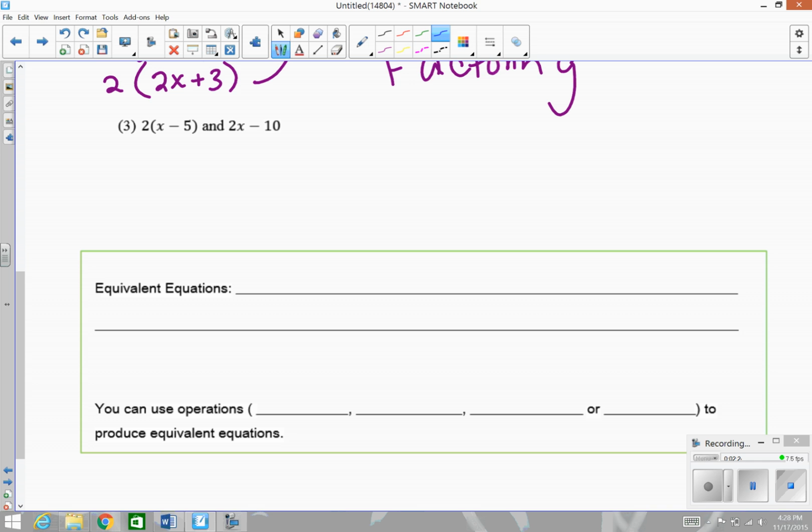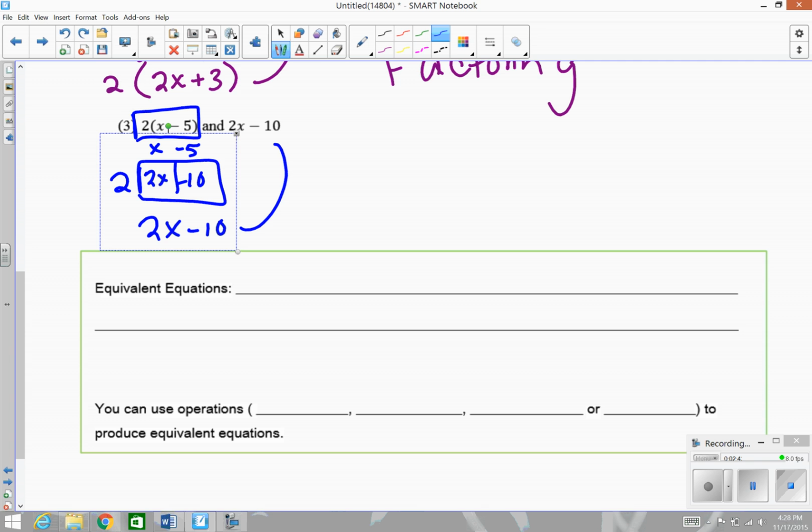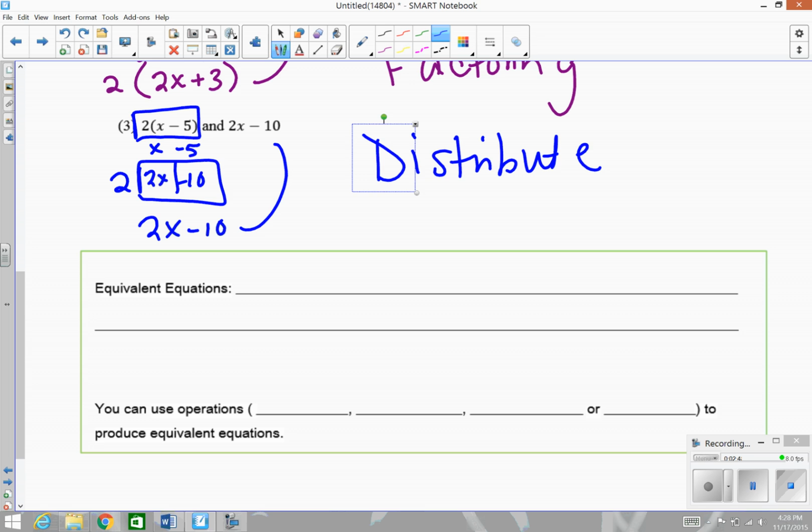Similarly here, I'm noticing that this can be distributed. So I set up my box, 2 on the side, x minus 5 up top. 2 times x is 2x, and 2 times negative 5 is negative 10. So I'm getting 2x minus 10, which is equivalent. So for this one, we distributed. There are different strategies, different methods we can use to make equivalent equations. You'll notice, for the first one we're combining by adding and subtracting, the next one we were factoring by dividing the 2 out, and then this one we distributed, which is multiplying.